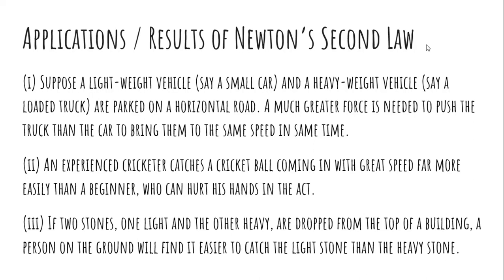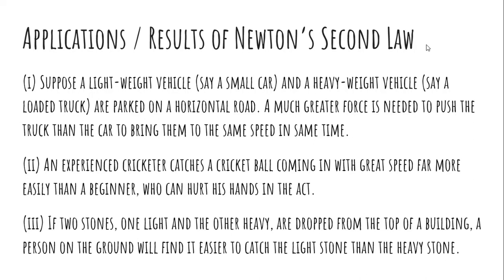The second example is that an experienced cricketer catches a cricket ball coming in with great speed far more easily than a beginner, who can hurt his hands in the act. One reason is that the experienced one allows a longer time for catching the ball, and the force with which the ball hurts his hand decreases. As a result, his hands are not injured. A beginner, on the other hand, keeps his hands fixed and tries to catch the ball almost instantly. Thus, a much greater force is exerted by the ball on his hands, and this hurts him a lot.